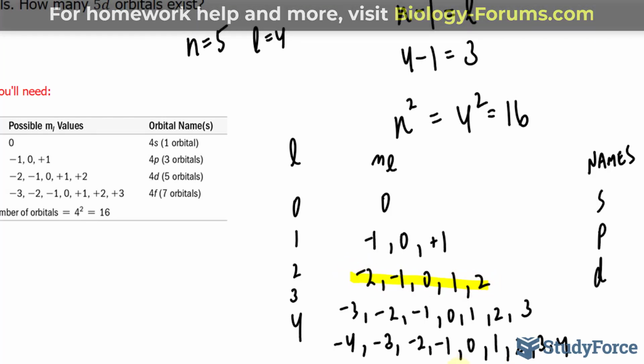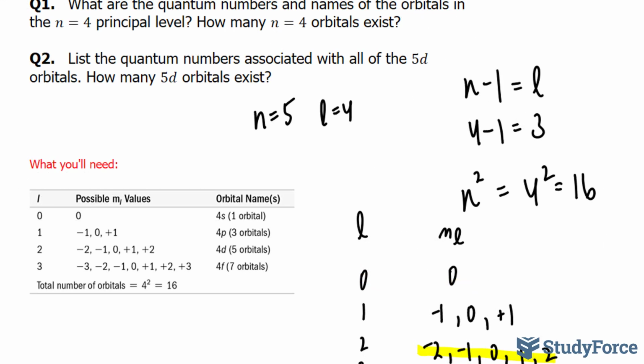Let's see if we've completely answered this question. List the quantum numbers associated with all 5d. We've done that, highlighted. And how many orbitals exist at 5d? It's 5. And there you have it.